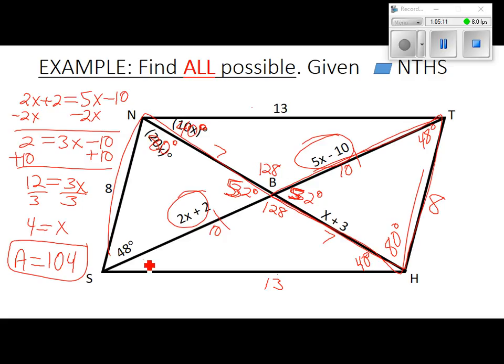12. About this angle. 12. How'd you find 12? Because you do 128 plus 40. Those two have to be added and that equals 168. And then minus 180.